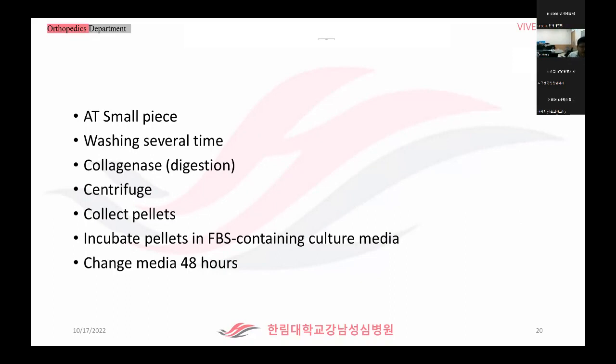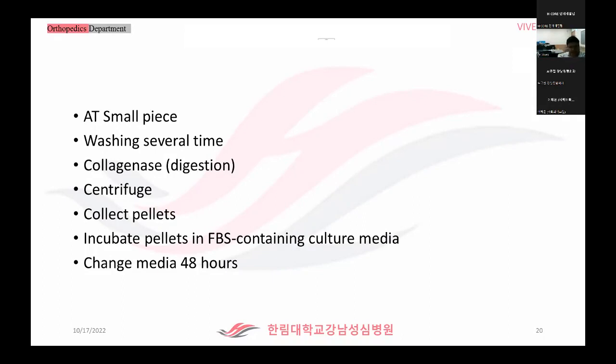In the protocol, we just take small pieces of adipose tissue and wash them several times. The washing is very important because we have to remove all the hemopoietic content from the tissue. The tissue must have only the adipose fraction. After several washes, we digest the tissue with collagenase. Collagenase digestion is very important to separate the cells from the extracellular matrix, and then it has to be centrifuged. The supernatant we don't need; we collect the pellet. The pellet has most of the cells.